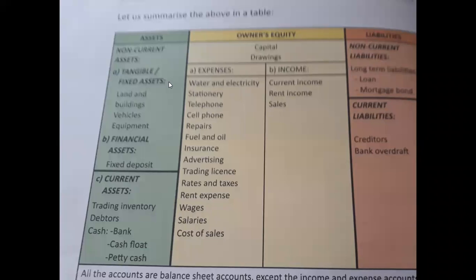All right, so again, quickly scan through this table. As I said, I might ask some questions based on this table at the end of the lesson. So you need to know assets. What is assets? Remember the two main groups, non-current assets and current assets. Owner's equity, the four main things under owner's equity are capital, drawings, income, and expenses. And with liabilities, you get non-current liabilities and current liabilities, and you need to know the examples there.